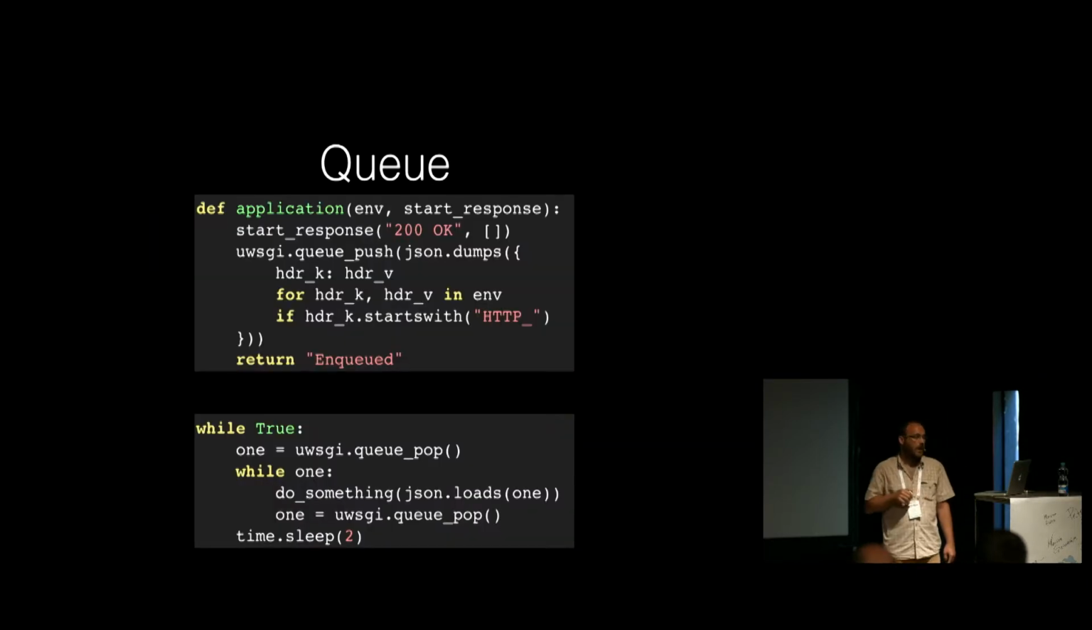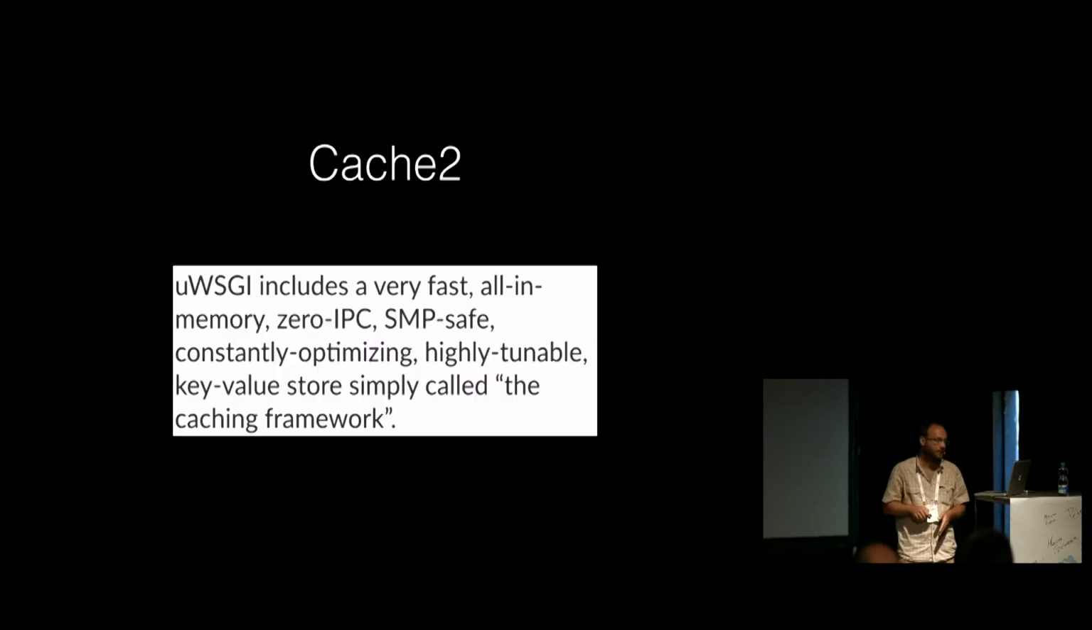Queue. Queue is great when you need to use something like Spooler to offload some hard work, but you need more control. You can put messages to queues and let Mule take care of it. This is just a generic queue. You can use it as a multiprocessing queue or something like that. But the difference is uWSGI is handling it.